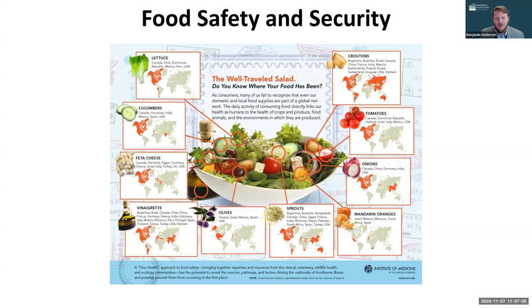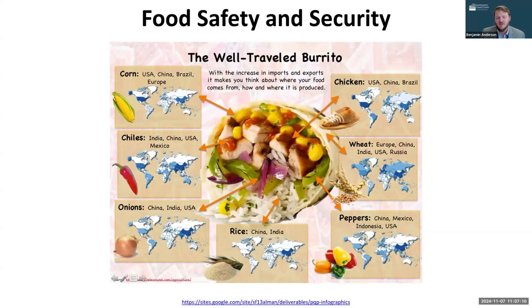And I work a lot with students, and students like salads, but students also like burritos. So this isn't just relegated to produce. This is also other things as well. We also have a very robust livestock trade that happens globally as well. So that movement of product is constantly occurring.